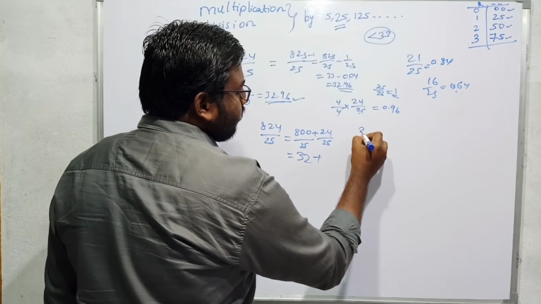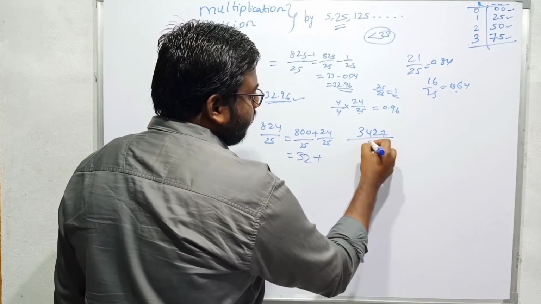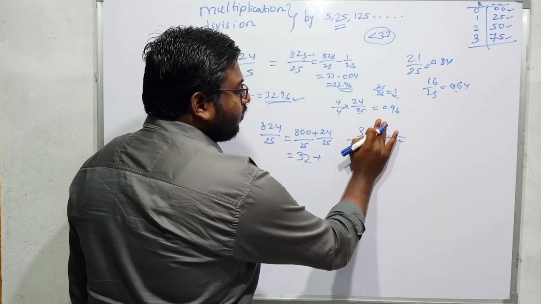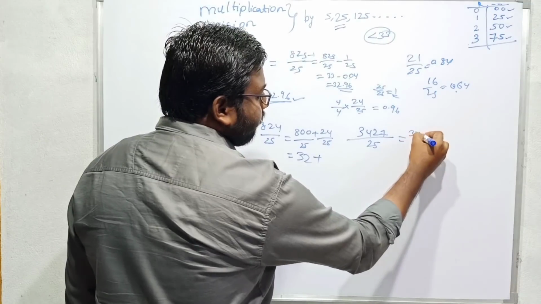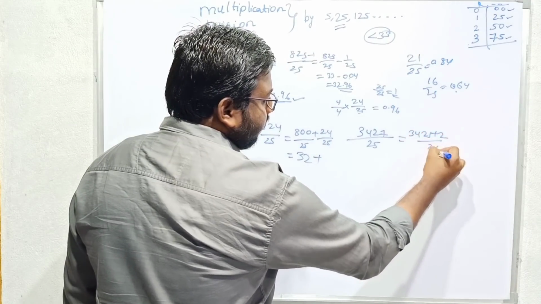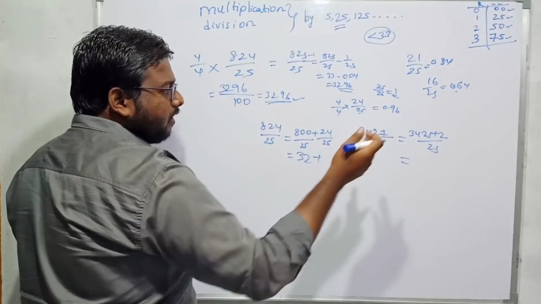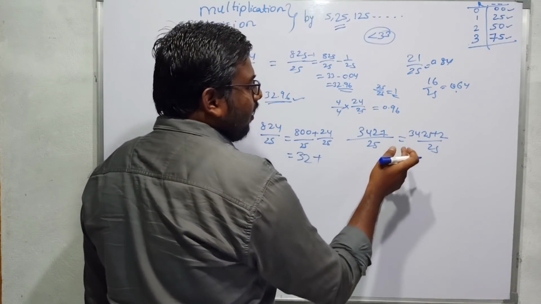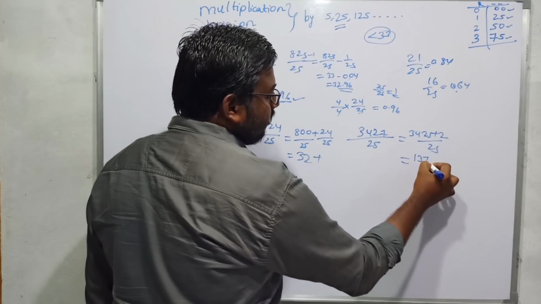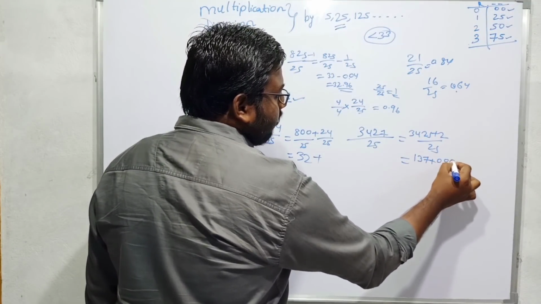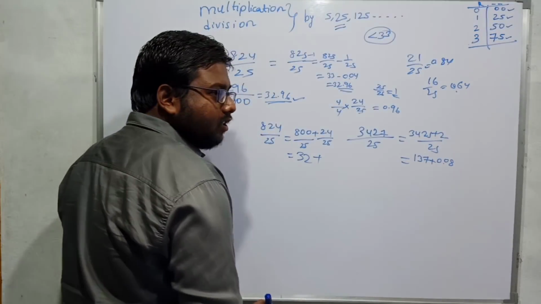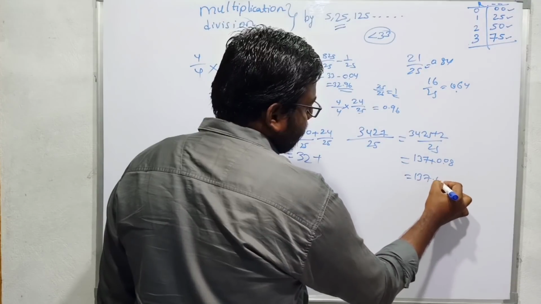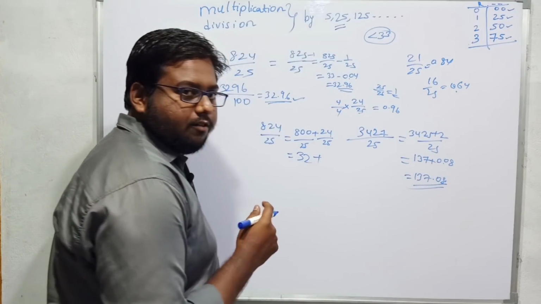For example, 3427 by 25. Forget about these two, and we know how to calculate 3425 plus 2 by 25. 3425 by 25, how much will it be? 34 fours, 120 plus 16, 136, 137 plus 0.08. 2 by 25 is 0.08. So this is 137.08. You can calculate without touching the pen.